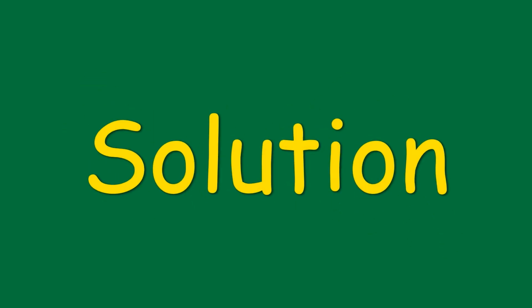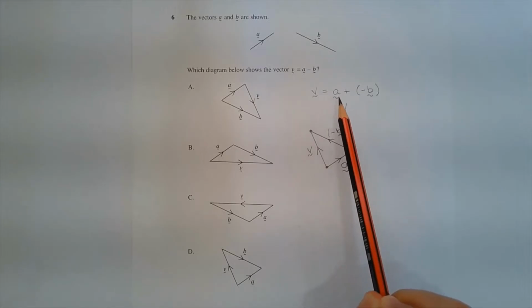Question 6. The vectors A and B are shown. Which diagram below shows the vector V equals vector A minus vector B? Vector V may be found by taking vector A and adding the negative of vector B. Here is a diagram that shows that situation.